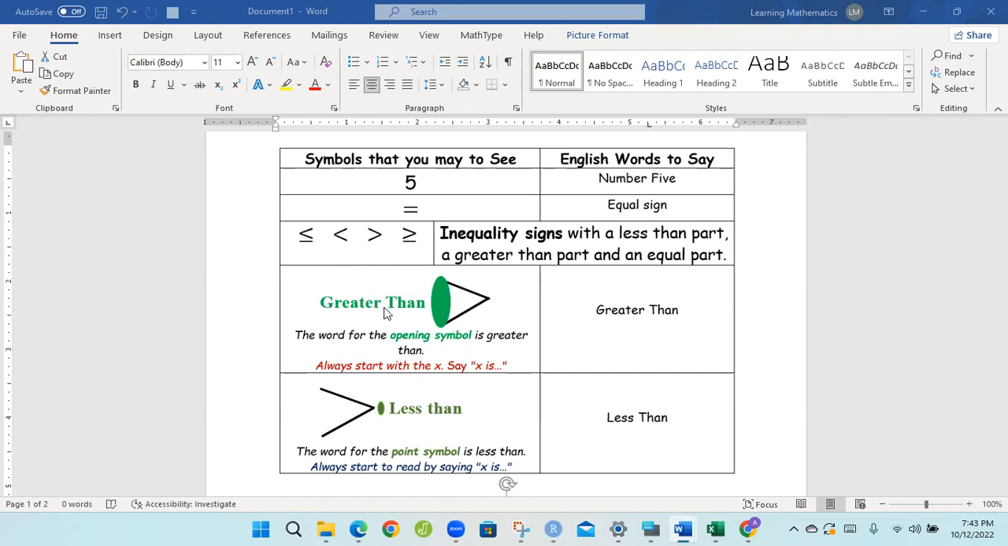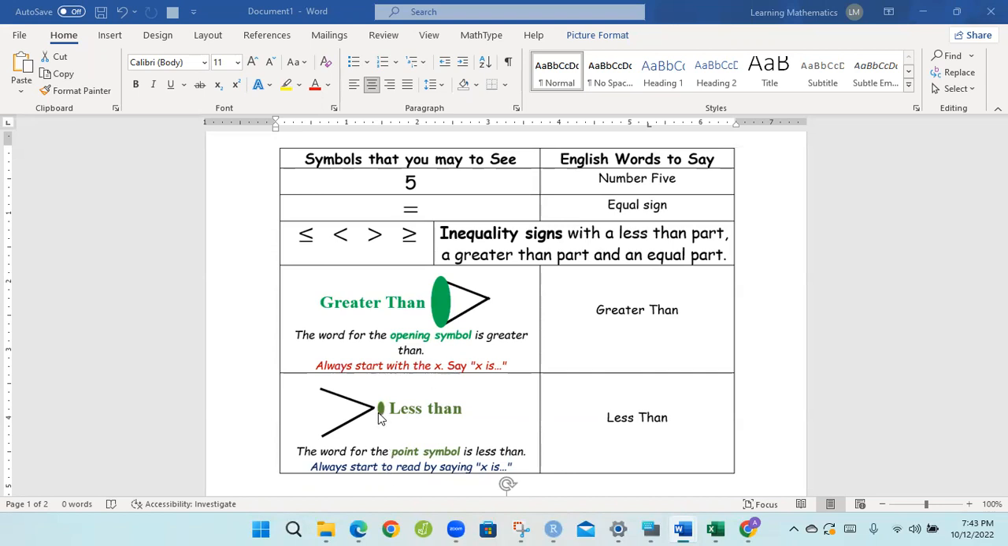The thing about this sign, it has an opening and it has a point. It's like the head of an arrow. It's the opening that is called greater than. The word for the opening symbol is greater than. Always start with the X. Say X is. So anytime you see X associated with this symbol, start with the X.